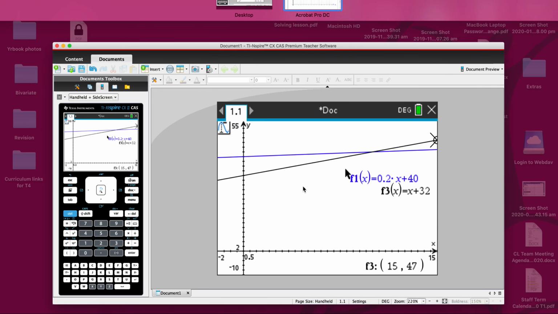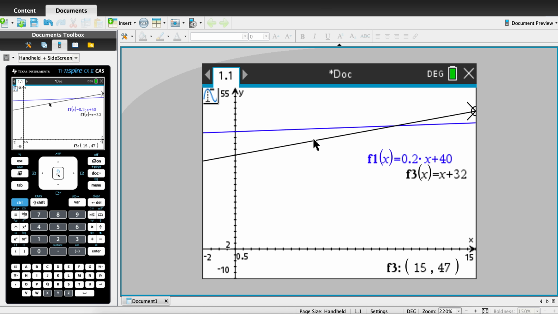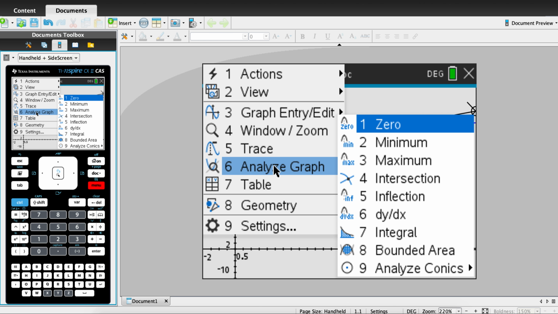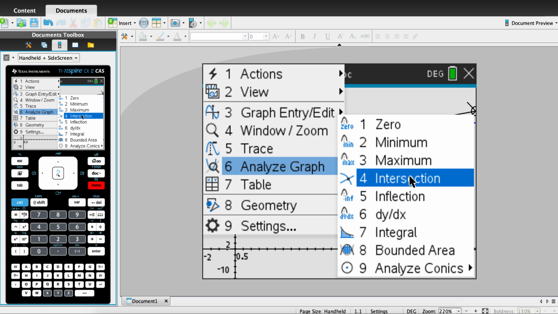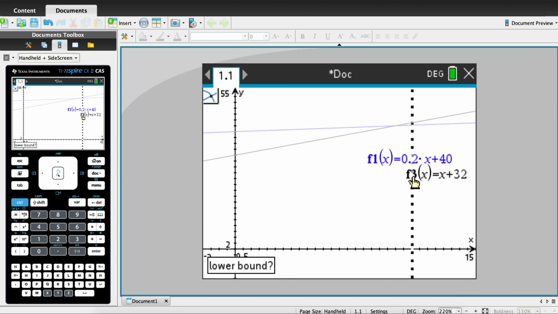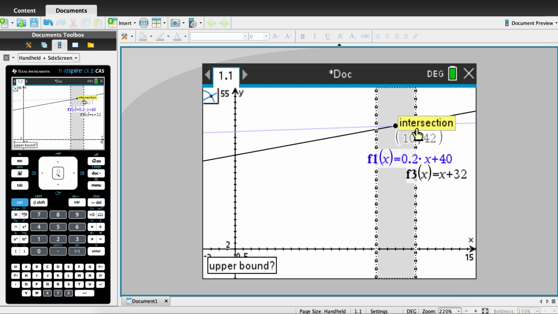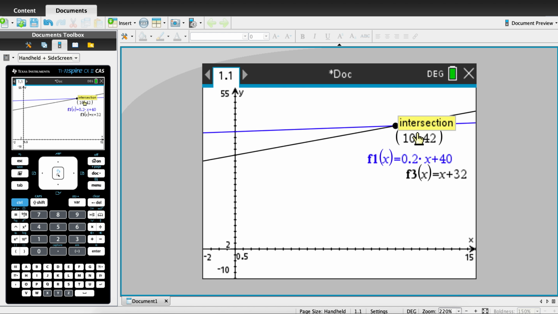So what I'll do is I'll go back to this screen. And now I want to know the point of intersection. So this is where we go menu, analyze, and we want number 4, intersection. So remember, what you want to do is just find a little bit before the intersection and click, scroll sideways so that it covers the point of intersection, and click again. And then we've got our point of intersection, 10, 42.